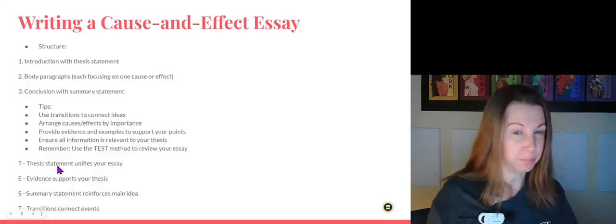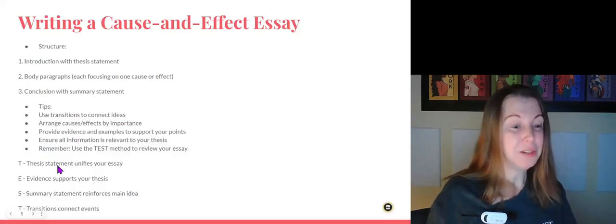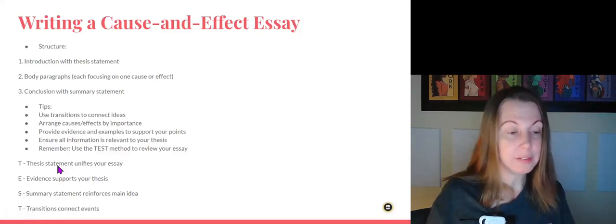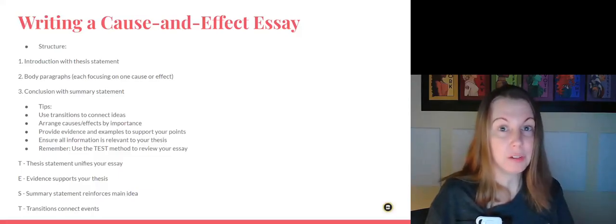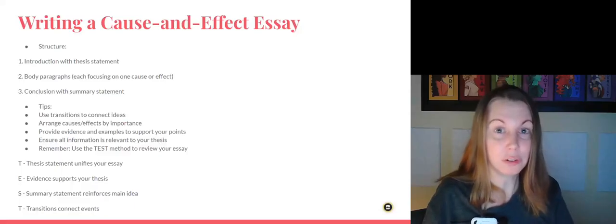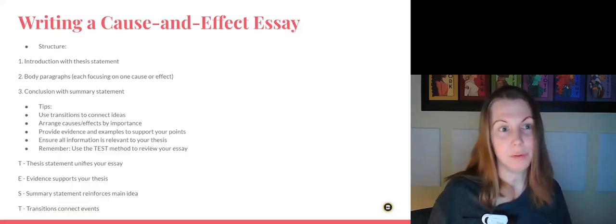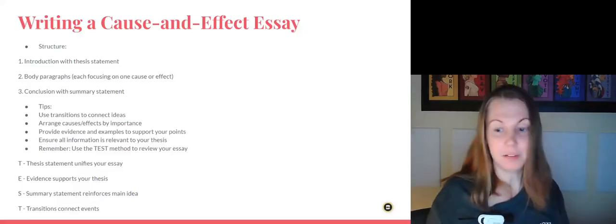Next up, the thesis statement unifies your essay. Make sure there's evidence that supports your thesis. Ensure that there's a summary statement at the end that reinforces the main idea. And then, of course, check for transitions, because transitions ensure that your essay flows smoothly. And that is it.